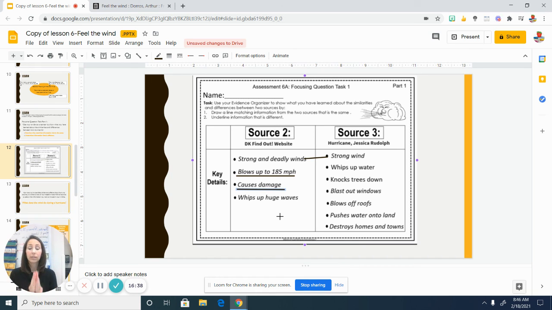But if you could just finish either drawing a line to similar facts or putting an underline under the fact that is different, and you can take a quick picture of this first page and send it, and then just hang on to this whole packet because we will come back next time and work on the informative paragraph writing.